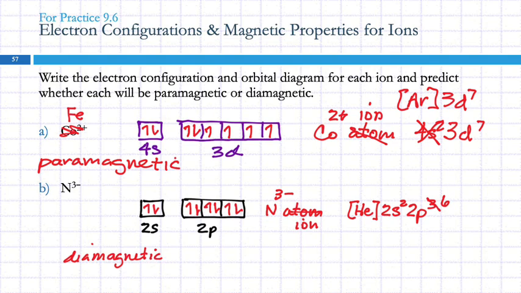So you added the extra 3 into the 2p because N has a charge of 3 minus. Right. And it gets this 3- charge because it got 3 extra electrons from another atom.